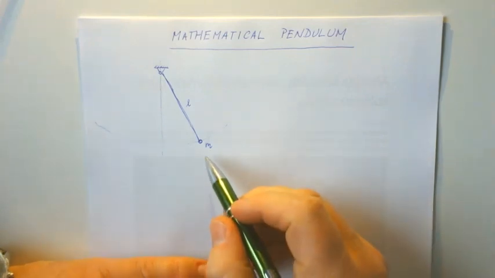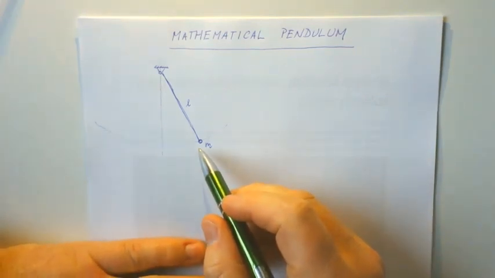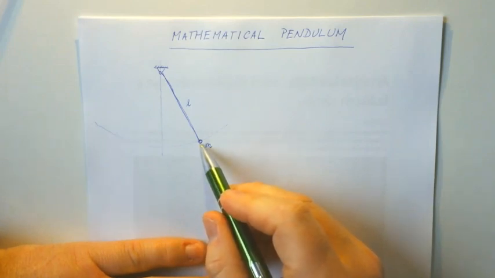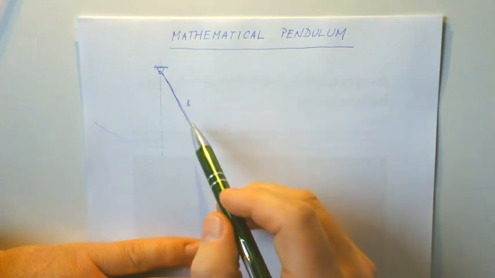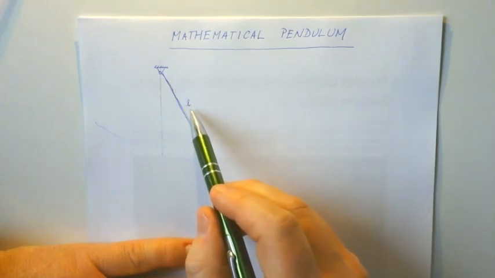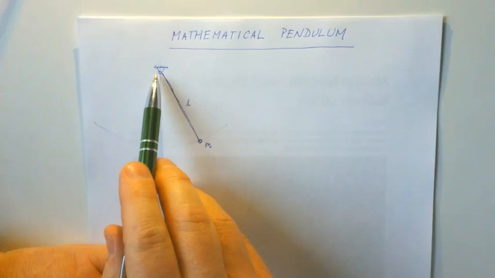Let's solve dynamics of mathematical pendulum. Mathematical pendulum is a mass m on massless string of length L. There is a rotational joint.